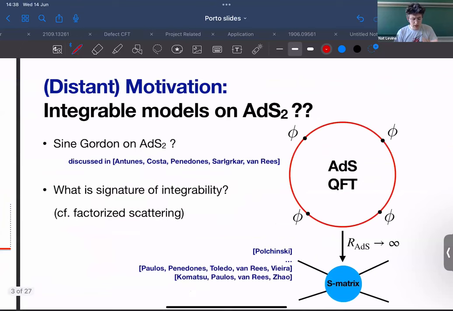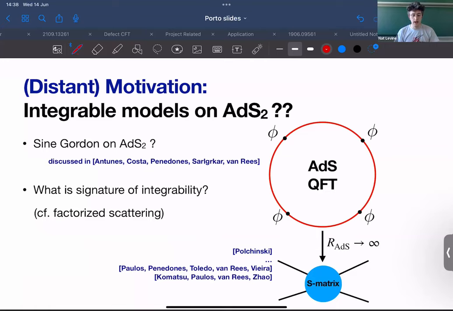So then you could ask, can I turn on some flow? If I start with some completely solvable CFT2 in AdS, can I turn on some flow while preserving integrability? So for example, can I have an integrable Sine-Gordon theory on AdS2? And of course, people in this research group have discussed this very question in this interesting paper. And it's really nice that I get to talk with you, because it would be very nice if I could understand this topic better. Maybe you can explain to me a bit. But as far as I understand, it's not ruled out that there may be some solvable Sine-Gordon type theory in AdS2.